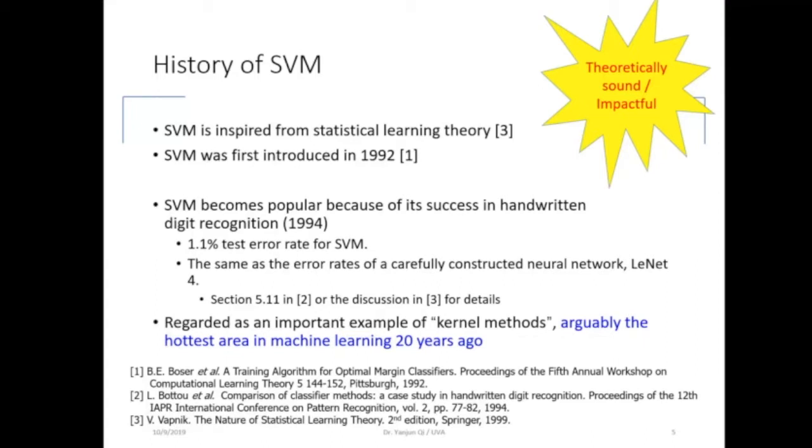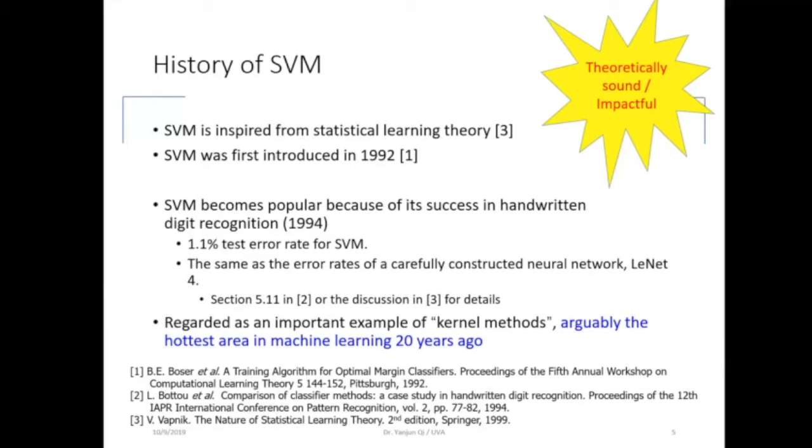SVM is, like I said, a very statistical learning theory grounded design. It was first introduced in the early 1990s, and SVM became very popular because of its success in handwritten digit recognition in 1994. So you might feel, wow, such a bad result for now, but at that time, it was a truly breakthrough. It beat LeNet.